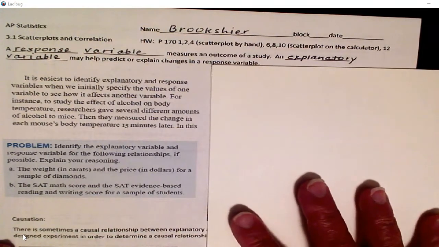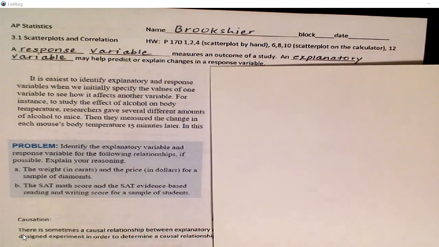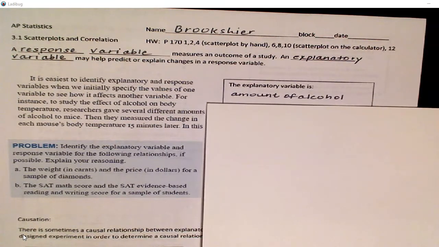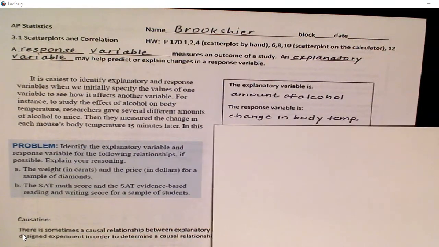The first example: it's easiest to identify explanatory and response variables when we initially specify the values of one variable to see how it affects another variable. For instance, to study the effect of alcohol on body temperature, researchers gave several different amounts of alcohol to mice. Then they measured the change in each mouse's body temperature 15 minutes later. So what do you think the explanatory variable and the response variable is? Hopefully you realize that the explanatory variable is the amount of alcohol that's given to the mouse, and the response variable would be the change in the body temperature.